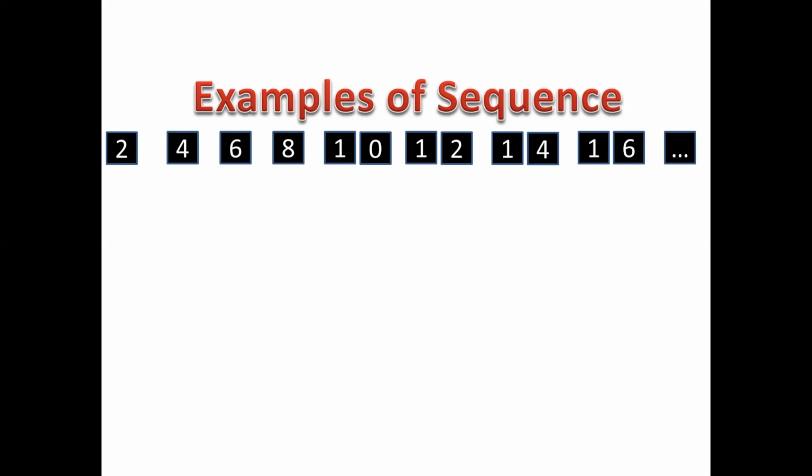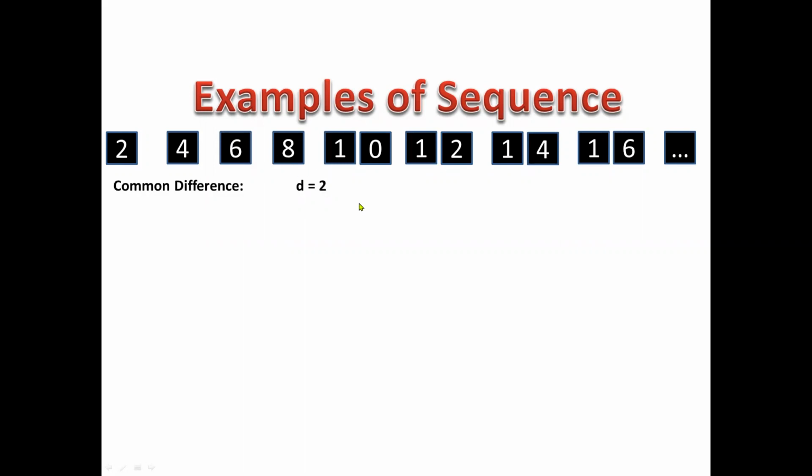2, 4, 6, 8, 10, 12, 14, 16. So example yan ng sequence sapagkat yung mga numero natin na magkakasunod ay mayroong pattern na by 2. Multiple of 2 yung bilang natin. Why? Ang common difference nila at any interval is always 2. Halimbawa, 16 minus 14, 2 yan. 14 minus 12, ang difference is also 2. 12 minus 10, difference is 2. 10 minus 8, difference is 2.